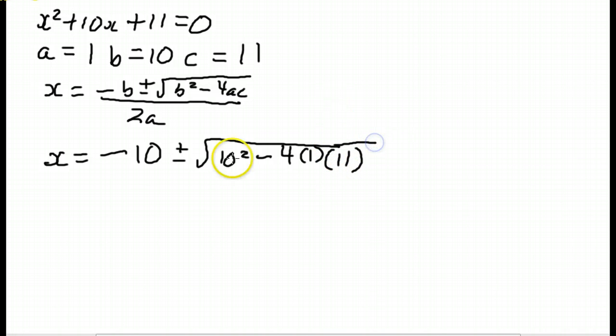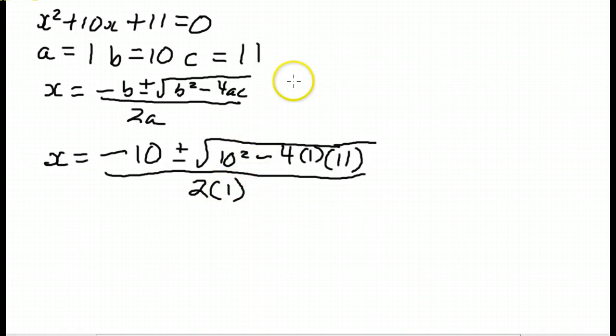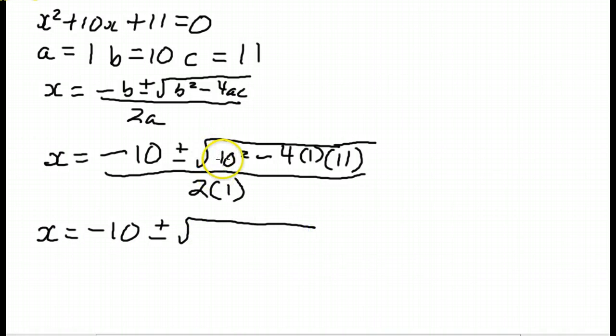Extend that radical sign out. It's got to cover the whole thing. All over 2 times 1, 2a. And now we just basically go through and we simplify this. So negative 10 plus or minus the square root. This will be 100. Now here's a key. This term, the b squared term, will always, always, always be positive.